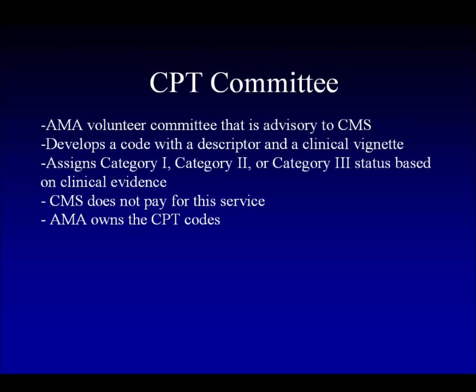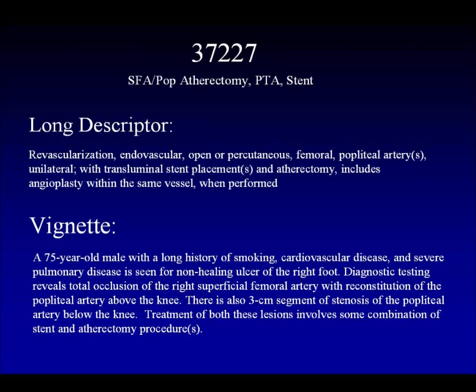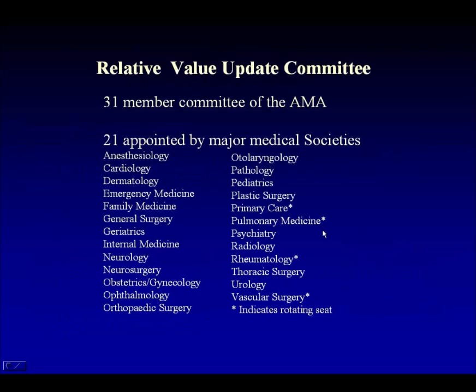So CPT comes up with things like this. This is the CPT code 37227, which is for SFA and popliteal atherectomy, angioplasty, and stent. You'll see here there's a long descriptor, which is what you'll find in the CPT code book when you look at it, as well as a clinical vignette. The vignette is important because this is supposed to be what a typical patient undergoing this procedure is. And we use that vignette when these codes get sent back to the RUC.